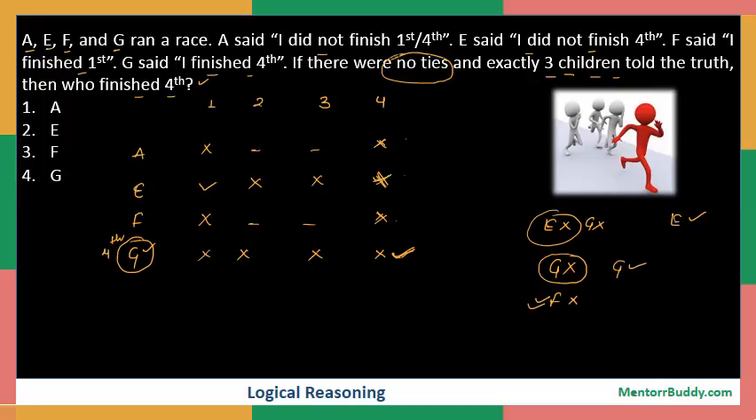Anyway, I was just trying to explain how we can proceed with the question. As I said in the beginning, because the question is about the fourth position, we quickly pick up the statements where the fourth position is mentioned, take one of them at a time as the false statement, and check whether it gets contradicted. In the first case it got contradicted, in the second case it got contradicted, so we concluded that G is the one saying the correct statement, I finished fourth, and therefore G finishes fourth. Our answer to this question is G.